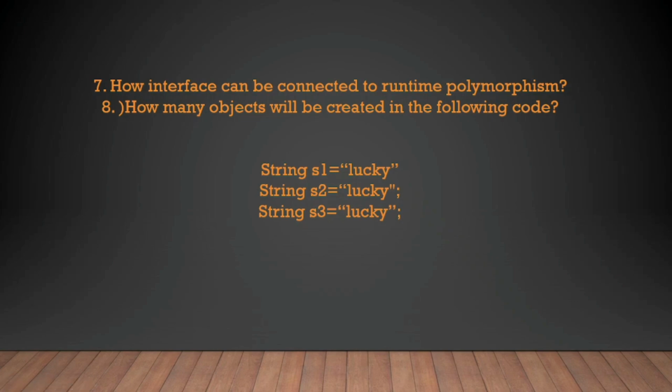Once you create the string literal object, it will check in the string constant pool whether this string exists or not. Once it finds the existing string, it won't create a new object. Instead of creating a new object, it just gives a reference. It refers to the other string. Therefore, only one object is created for this example.